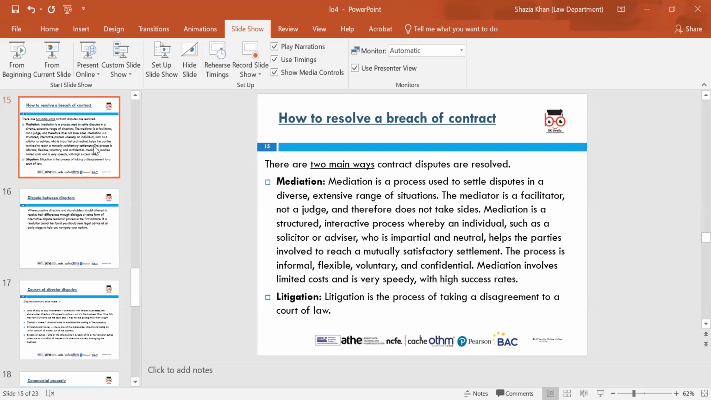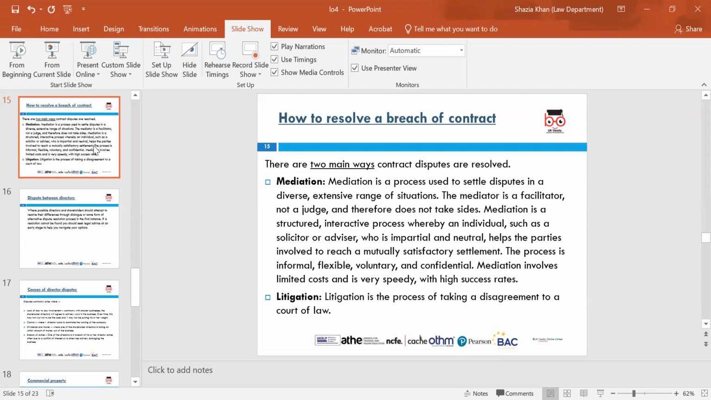Why do you think it's so important to have someone who's impartial and neutral? So it doesn't support one of the parties or is partial towards one of them. Or is biased towards any of the parties? Yes, that's excellent. The process is informal, flexible, voluntary, and confidential. Mediation involves limited costs and is very speedy with high success rates.